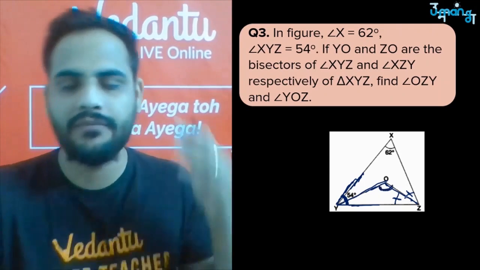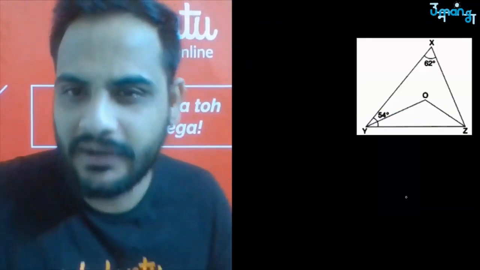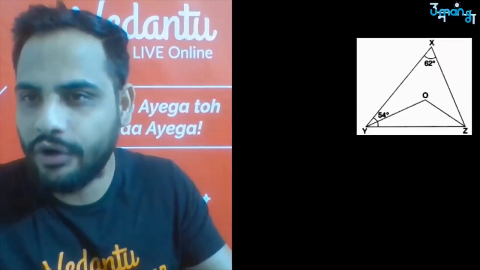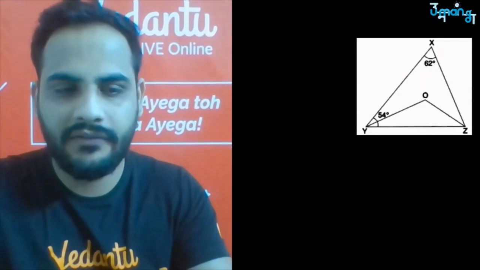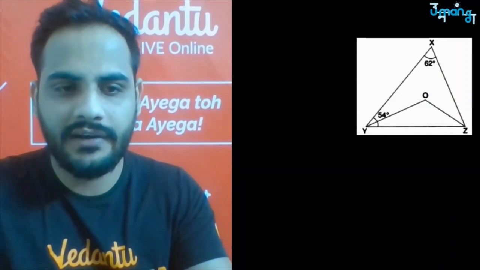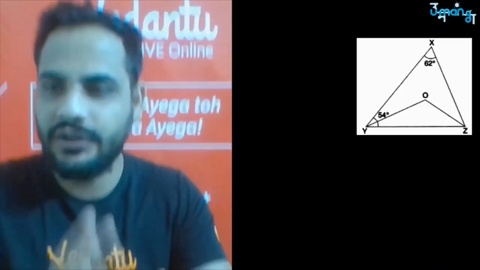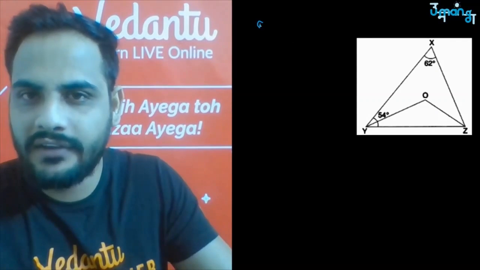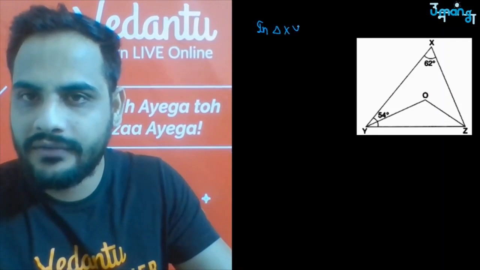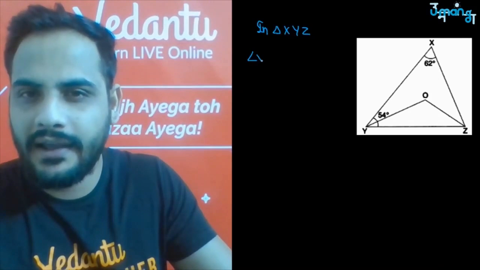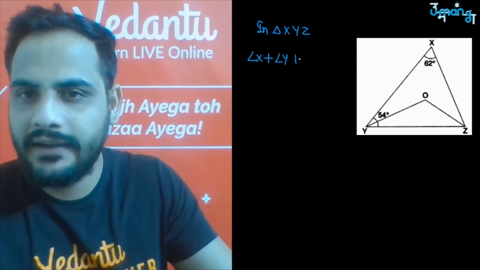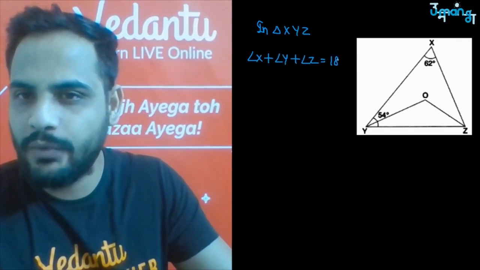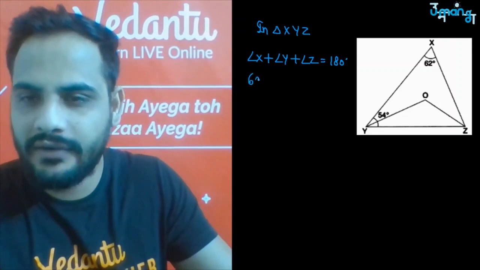Okay, let's do it. First thing, beta, if you look at triangle XYZ, I can easily find out the value of angle Z. In triangle XYZ, angle X plus angle Y plus angle Z should be equal to 180 degrees. Angle X is given as 62.